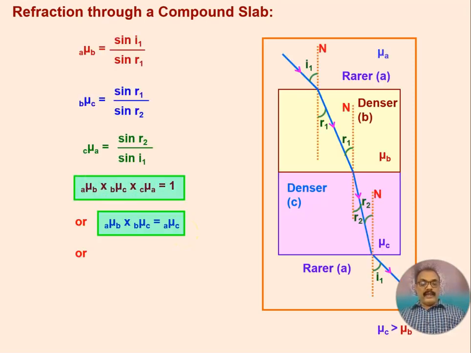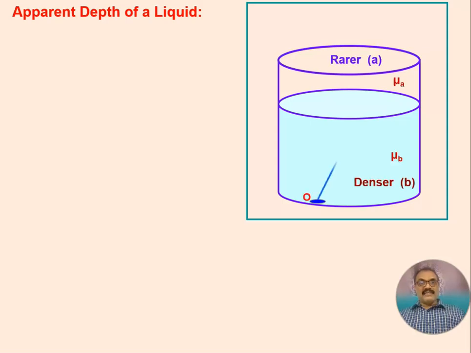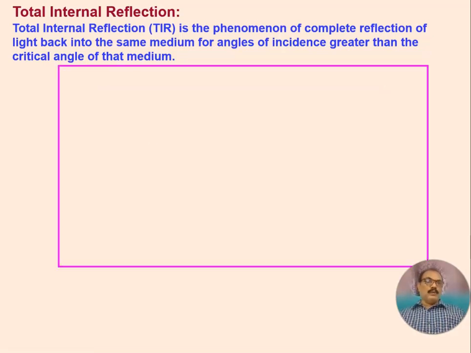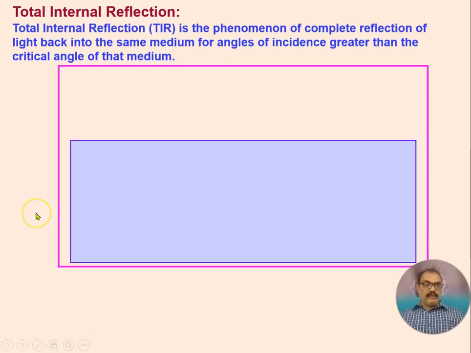If you view from the rarer medium, if you view from the denser medium, then one can see the objects, how they will change their distances. That is in apparent depth and real depth relation with the refractive index that I have given you already. And quickly we will go to total internal reflection. What is total internal reflection? When a light goes from one medium to another medium, it bends. But in total internal reflection, it will go from denser medium to rarer medium. Then only total internal reflection will take place.